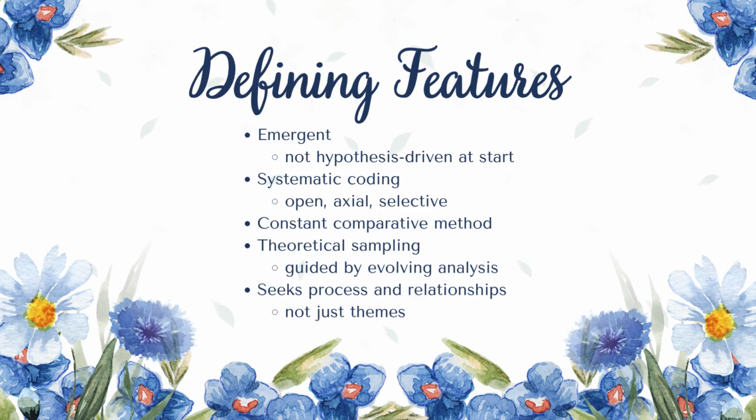So, some key features of grounded theory include emergent design, which is a theory that arises from data, not imposed beforehand. Systematic coding, so open, axial, and selective coding. Constant comparison, where new data is continually compared to existing codes. Theoretical sampling, which chooses participants based on how they can expand or refine emerging categories, and it focuses on the process. So, grounded theory really explains how things happen, not just what happens.